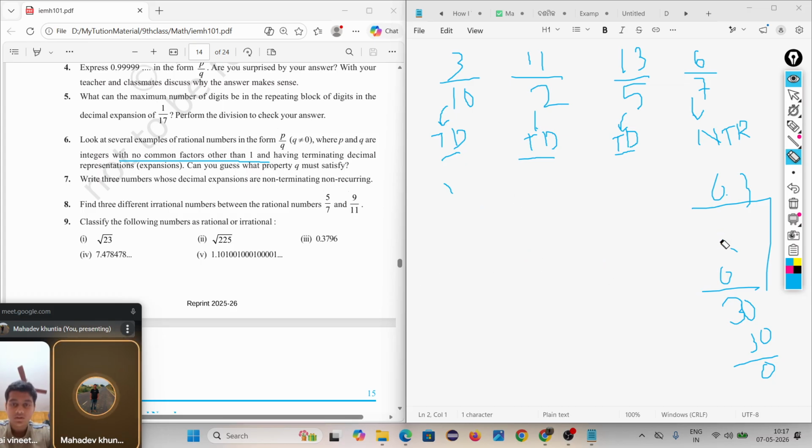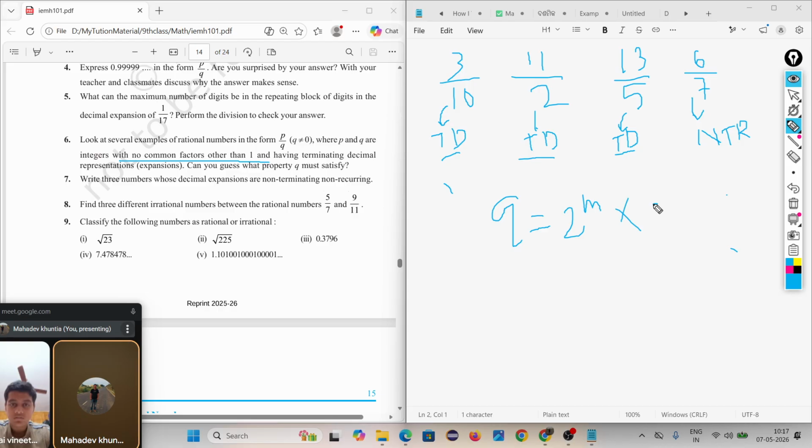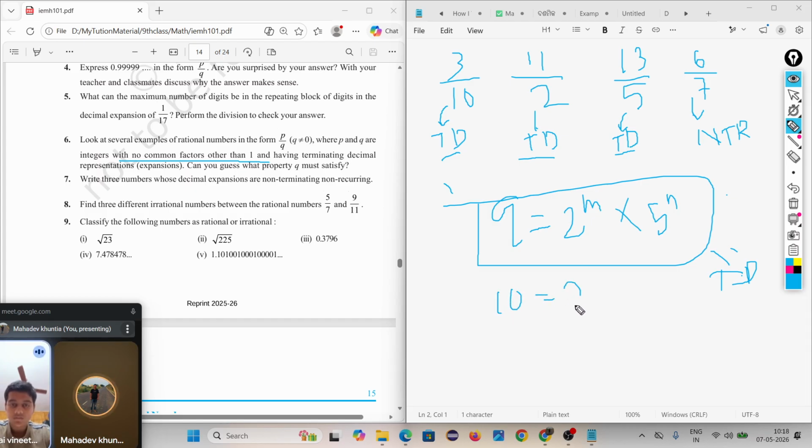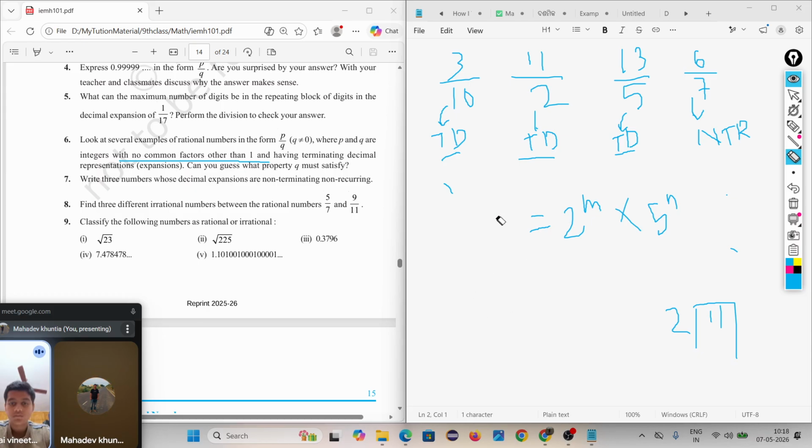Otherwise you remember one thing. I can write q as 2 power m into 5 power n, meaning I can convert it into a product of 2 and 5. If it is possible, then we will get a terminating decimal. Here, 10 I can write as 2 into 5. Then look at 11 upon 2 also. The q contains the factor 2. So here also you will get a terminating decimal.